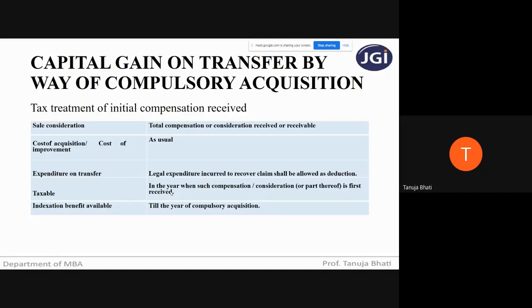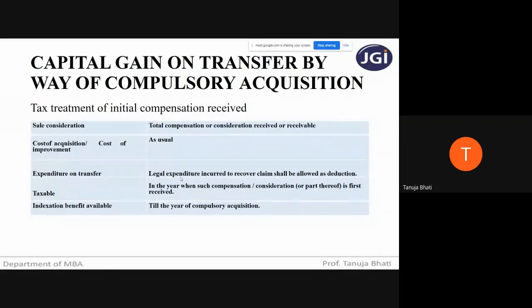So remember, the year when you're receiving even a part of that consideration, it will be taxable in that year. The entire amount, students, not in part, the entire amount will be taxable in the year where you're receiving even a part of the consideration. Indexation benefit will be available till the year of compulsory acquisition. So up to the year the government or the law has compulsorily acquired your capital asset, you will get the indexation benefit. So we will see a problem on this so that you all properly understand this particular provision.